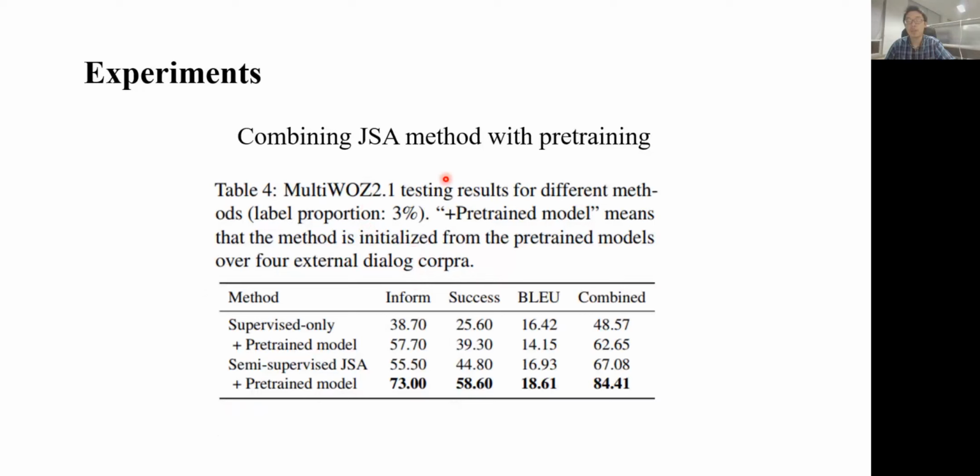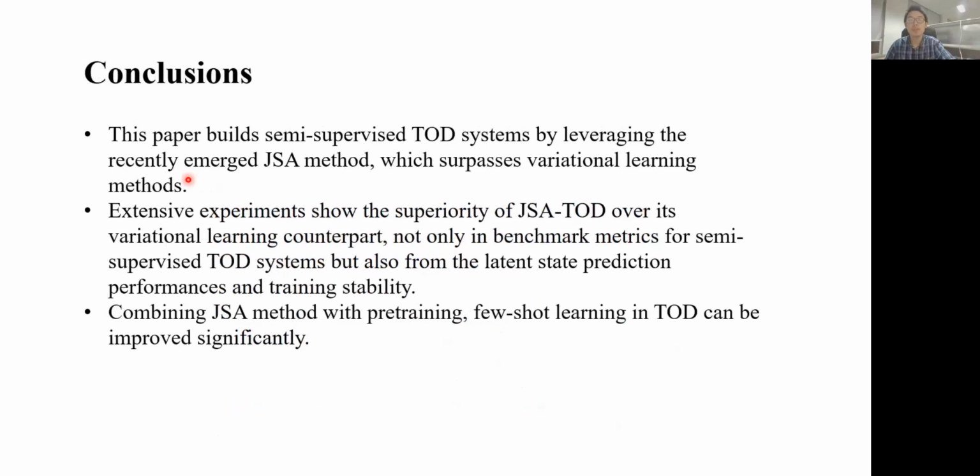We pre-train our inference model and generative model on unlabeled data, as well as other task-oriented dialog system datasets. We can see that combining JSA method with pre-training, our JSA-TOD model can achieve competitive performance with only 3% of labeled data. We can summarize our work in the following 3 points.